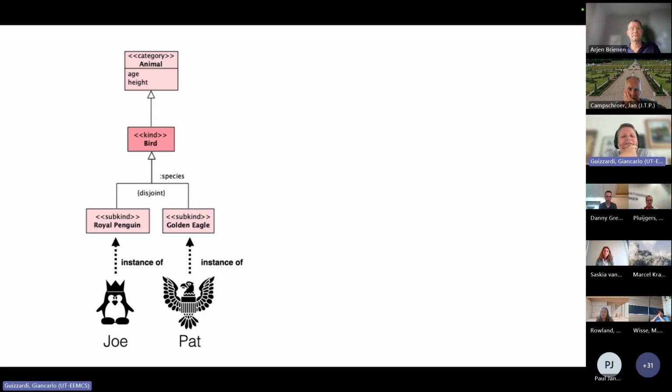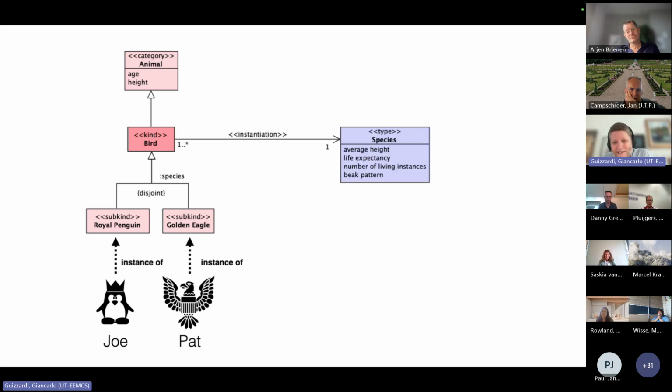Let's take this example. Imagine I have a kind bird specialized in the subkinds royal penguin and golden eagle, and a bird specialized in this mixin called category animal, right? And we have both Joe and Pat as instances of royal penguin and golden eagle, respectively. And therefore, Joe and Pat have ages and heights. Now, the higher order type here is the species, right? And then we have that royal penguin and golden eagle are instances of the species. So the instances of species are not Joe or Pat, they are the types royal penguin and golden eagle. And Joe doesn't have an average height or a life expectancy or a number of living instances. Royal penguin, the type, will have those properties.